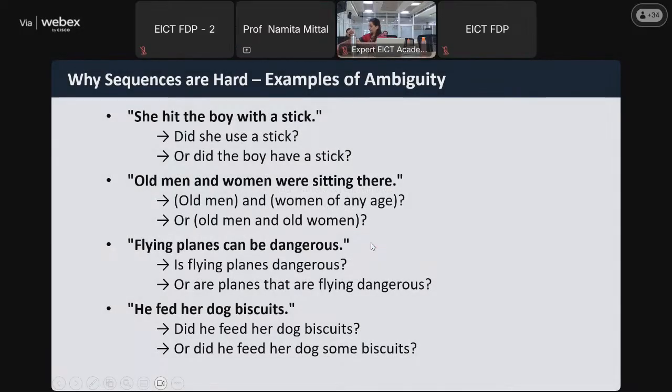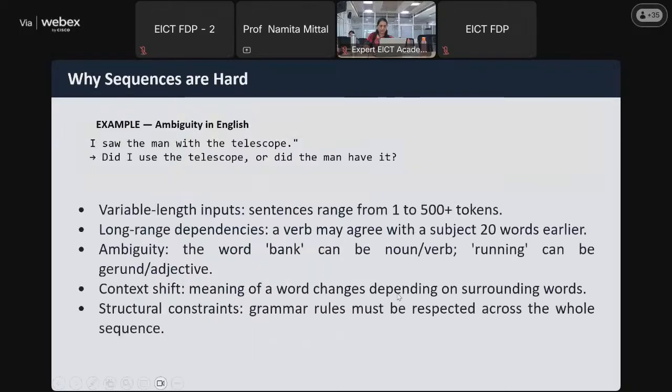Just give me a second, please. Was that correct or not?